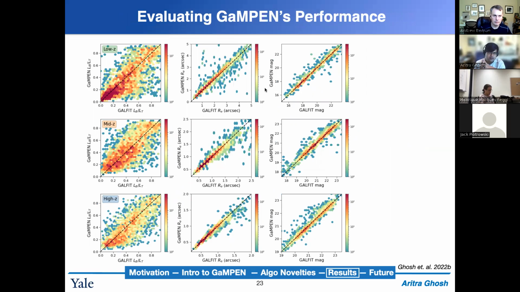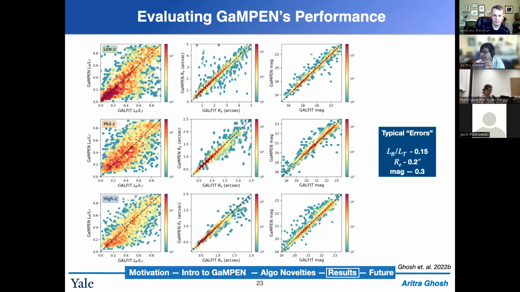So next, let's look at the performance of GaMPEN, how it looks compared to GalFit, which we use to determine our light profile fitting values. The three rows here are the lowest redshift bin, the middle one, and the highest one. As you can see, all our values are close. Most of the galaxies are clustered around the line of equality. I would point out that I'm using a logarithmic color scale here. The lowest bin is just one galaxy.